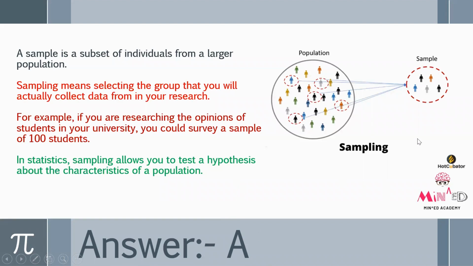And why sampling? A sample is a subset of individuals from a larger population. Sampling means selecting the group that you will actually collect data from in your research. For example, if you're researching the opinions of students in a university, you could survey a sample of 100 students. Your university has thousands of students, but you can't go to each student. So you will take a sample of students who are studying in the university and make a survey, and that will represent the mood of other students. So in statistics, sampling allows you to test a hypothesis about the characteristics of a population.